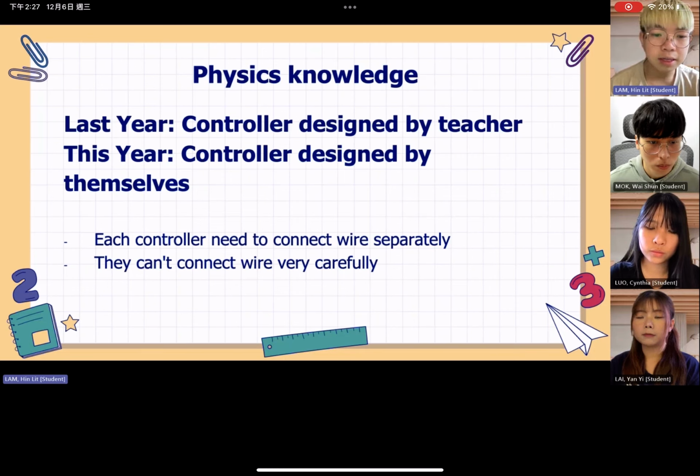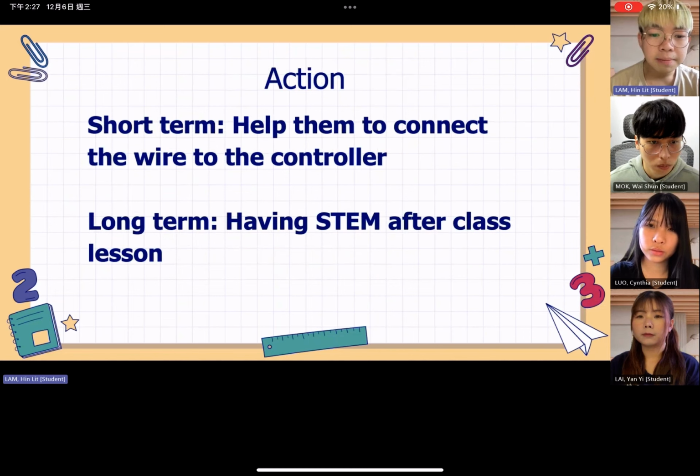In addition, connecting the wires in a very small space needs great care, so they were unable to connect them. At that moment, we could only help them connect it, because they tried many times, but the controller still did not work because of poor contact. For the long term, I think the school can add a STEM lesson to their general lessons, which can teach them some simple physics knowledge, which can help them build their own designs easily in the future.